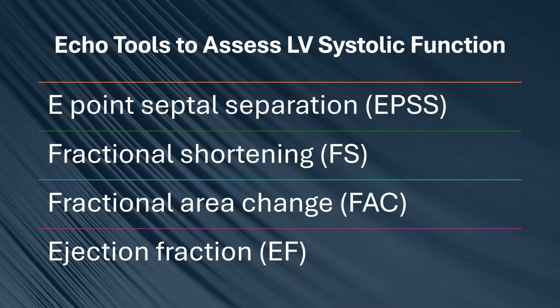There are multiple tools available in modern echocardiography to assess left ventricular systolic function. Obviously, some of them are quite advanced and unfortunately not a part of a point-of-care ultrasound machine armamentarium. Some of the available modalities which you can use to assess LV systolic function include E-point septal separation or EPSS, fractional shortening or FS, fractional area change or FAC, and ejection fraction.